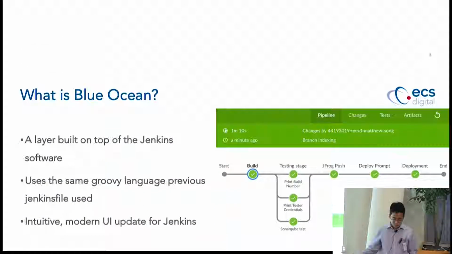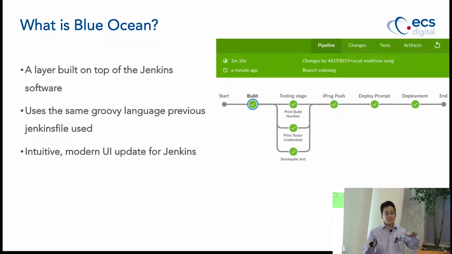Now, what is Blue Ocean? It is essentially an updated UI built on top of the pre-existing Jenkins software. So whatever you are able to do on Jenkins, Blue Ocean simply just builds on top of it to give it a more sleek and modern look to it. Because if any of you have used Jenkins, you'll notice its look is slightly outdated, honestly, compared to the more modern softwares that many of us may be more used to using.